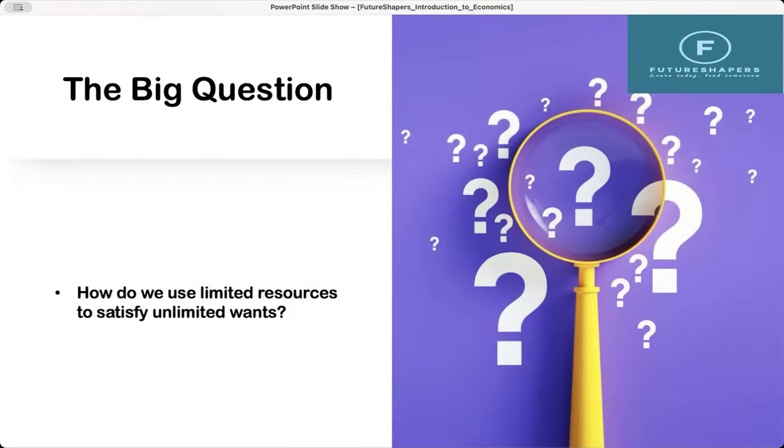Next, we come to the big question in economics. Economics asks a simple but very powerful question, which is, how can we make the best use of the scarce resources we have? So, we will explore scarcity next.